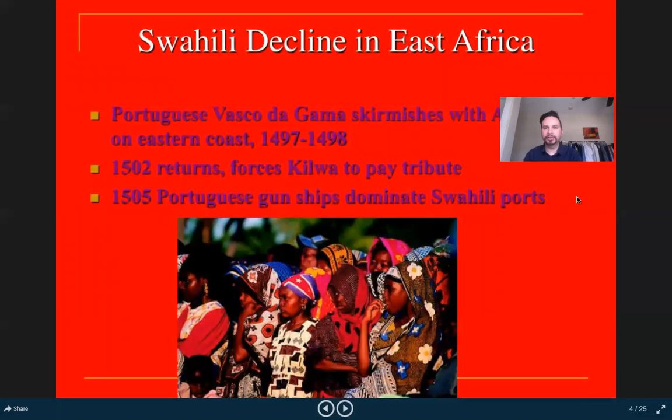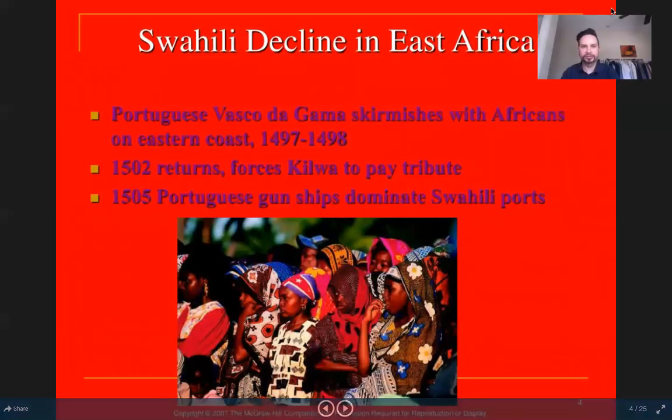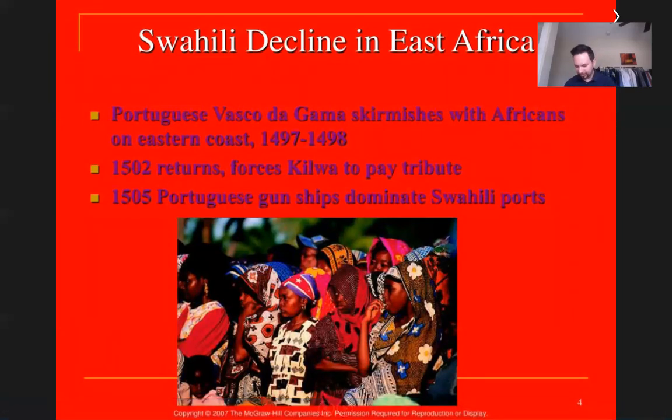All right, so you have Swahili decline in East Africa. As the Portuguese go into East Africa, you begin seeing them trade, and in 1505, you have massive Portuguese naval expeditions that subdued all of the Swahili cities from Sofala to Mombasa.